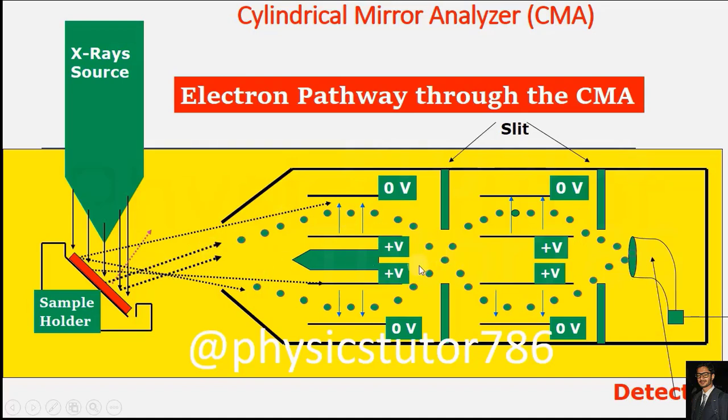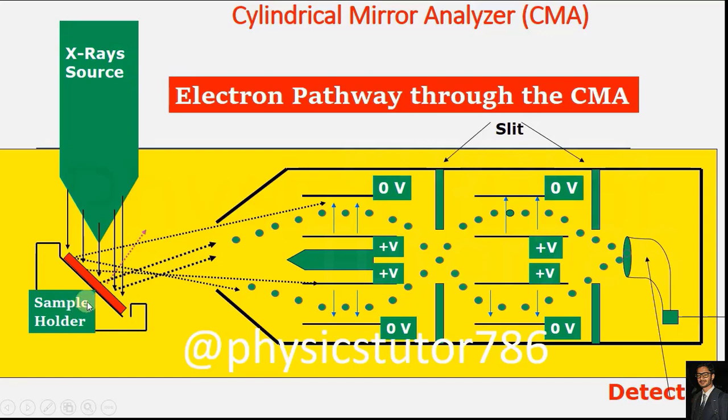these electrons move toward the detector, and this detector will detect the properties of that sample which is held under the X-ray source. So now you have cleared this topic, that cylindrical mirror analyzer, how this can work and how this can detect the electrons and their properties. So simple: when X-rays are incident on the sample, the electrons are emitted, and how electrons are emitted we saw previously in this lecture in complete detail.